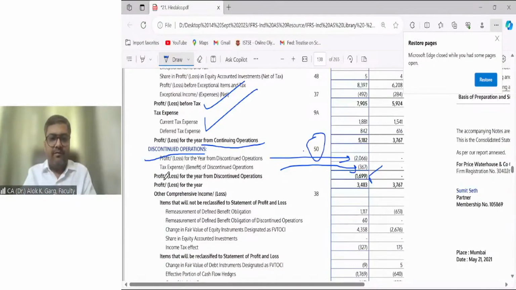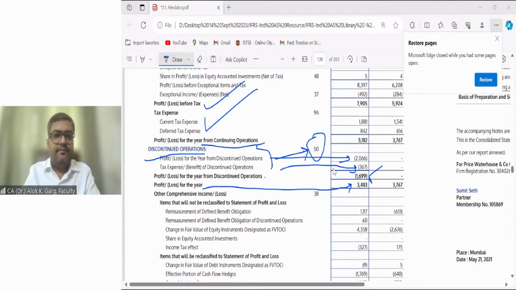Okay, I'll show you note number 50. So this is a profit after tax from discontinued operation, and then there is a total profit or loss for the year, which includes continuing as well as discontinued. There are only two line items, right? Only two line items, and the entire P&L is given in note number 50. Let me take you to note number 50. Just allow me a minute so that I can open that note. And please remember this 1699 crore. I'll show you this number in note number 50.